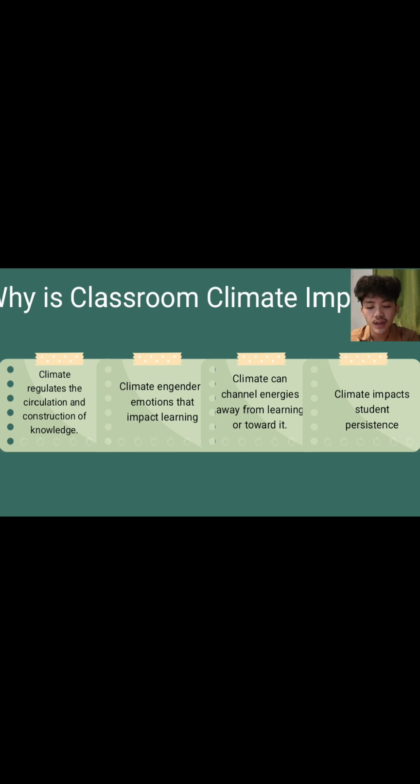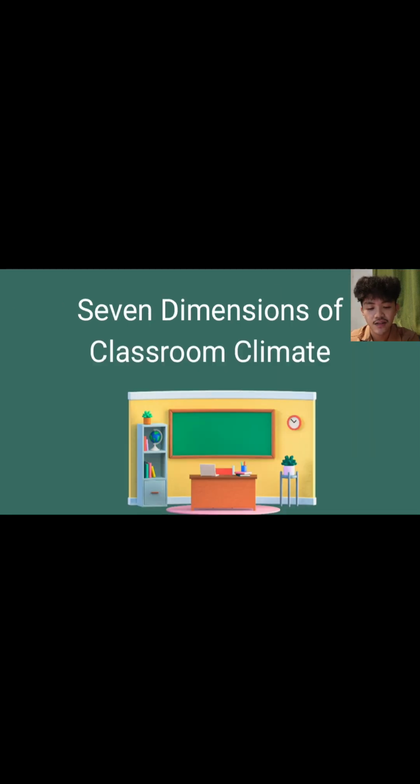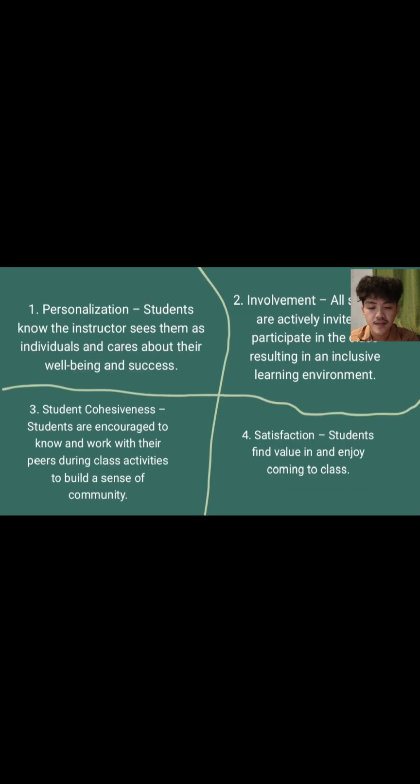And now, let's talk about the 7 dimensions of a classroom climate. Number 1 is personalization. What is personalization? Students know the instructor sees them as individuals and cares about their well-being and success. As a future teacher, we need to see them as individuals and care about their well-being and success.